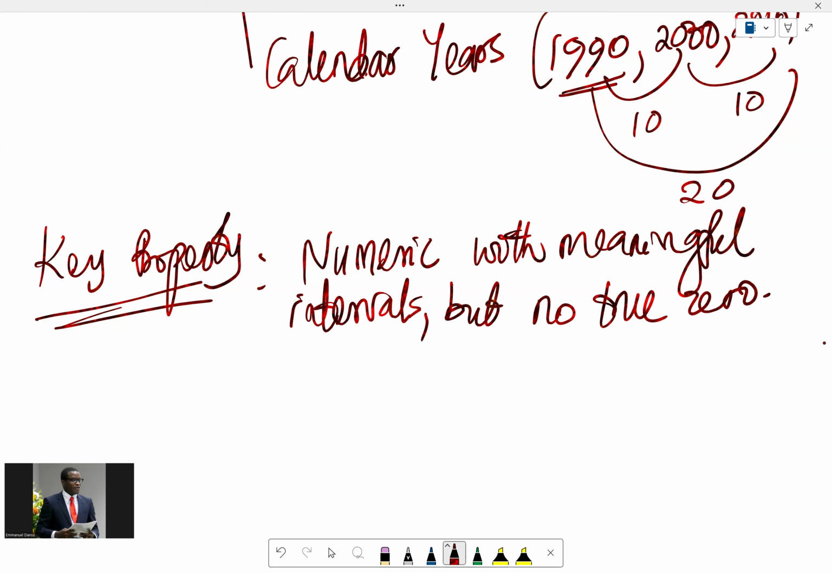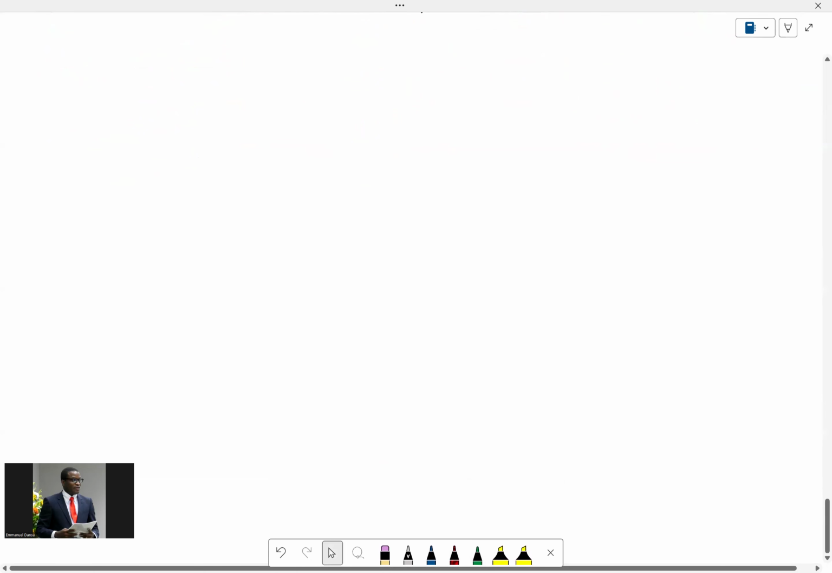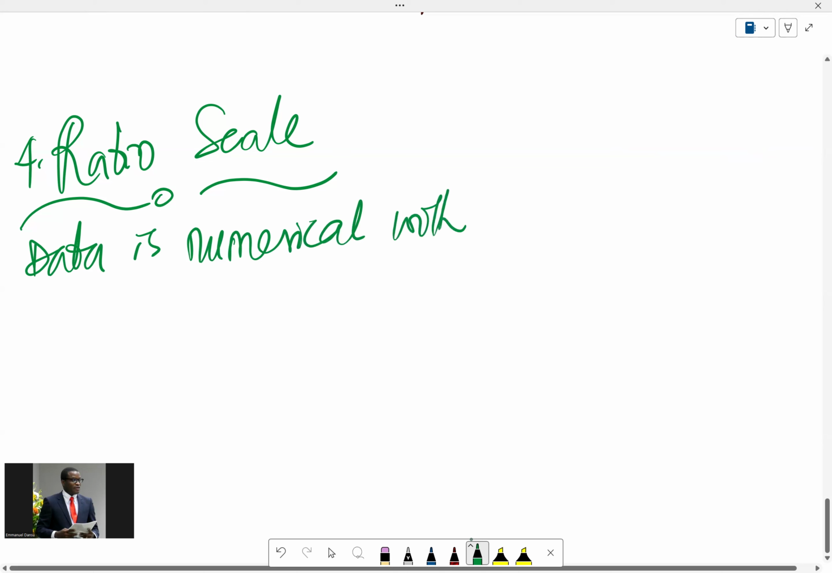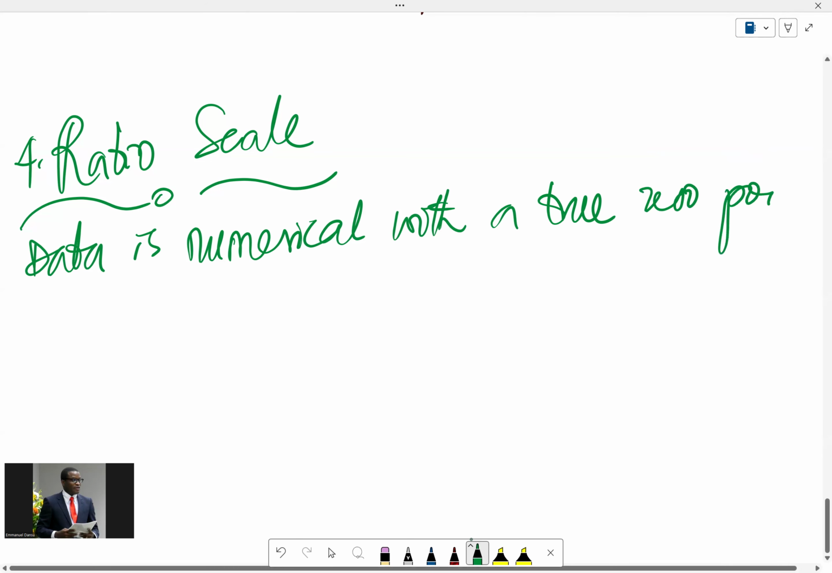And that takes us to the last kind of scale, which is called the ratio scale. That's number 4, ratio scale. As the name implies, we've not been able to do ratios with any of the previous scales, but here ratio comes into play. The data here is numerical with a true 0 point. So here, when you say something is zero, it is actually zero. It doesn't exist.